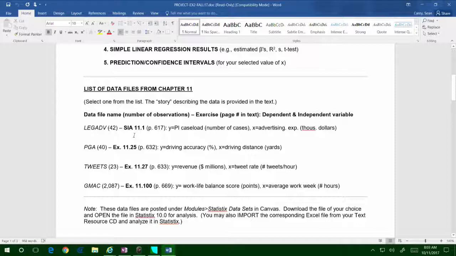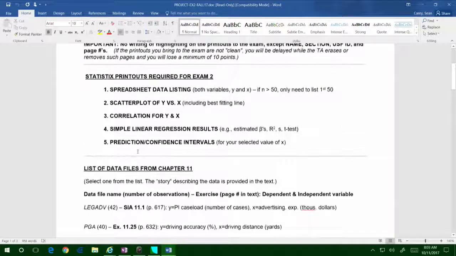Now I'm going to show you these printouts a little bit later in this review, and we'll go over each one as to what they mean. But this is what you have to do. You have to generate the 5 printouts. And remember, these need to be clean printouts. These need to be clean printouts.